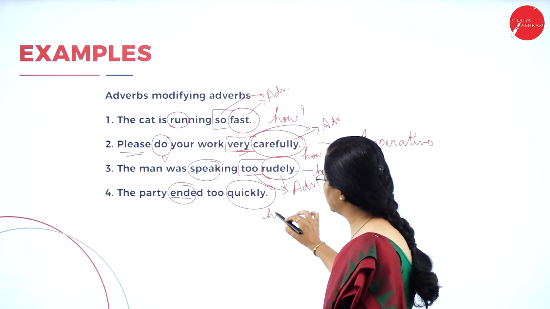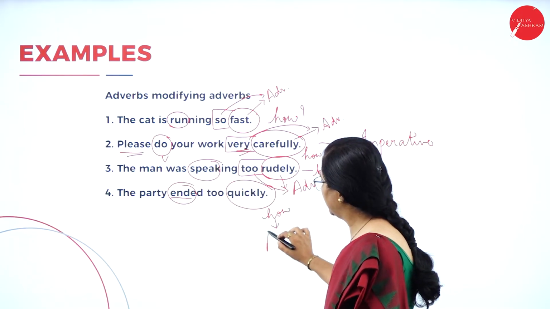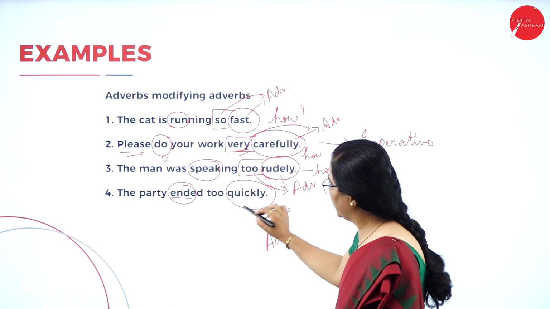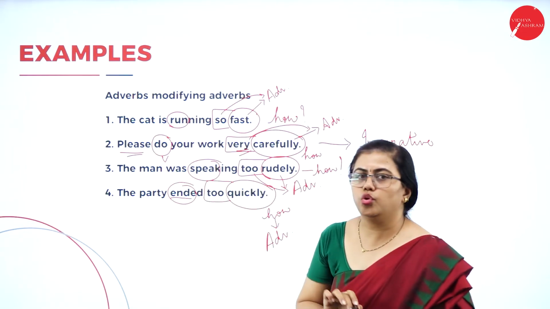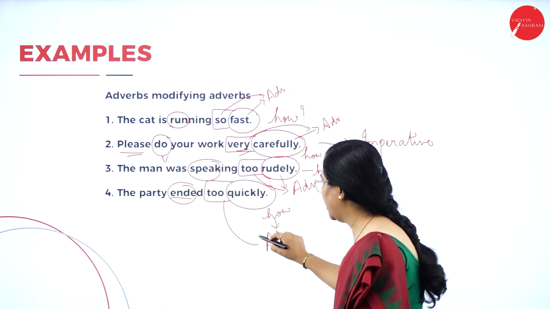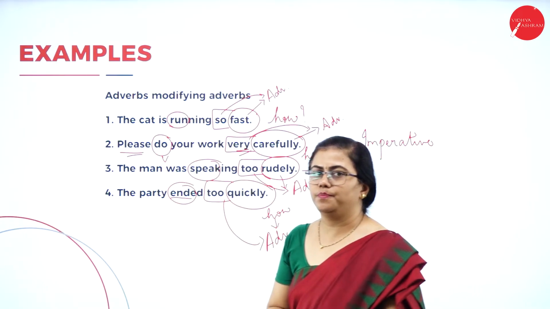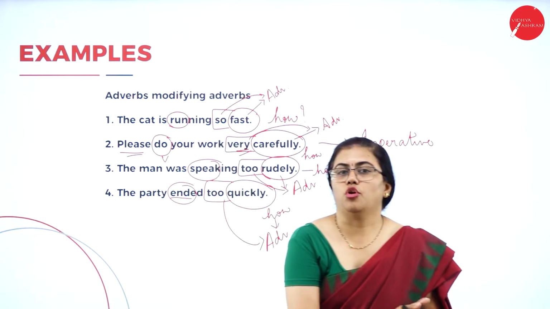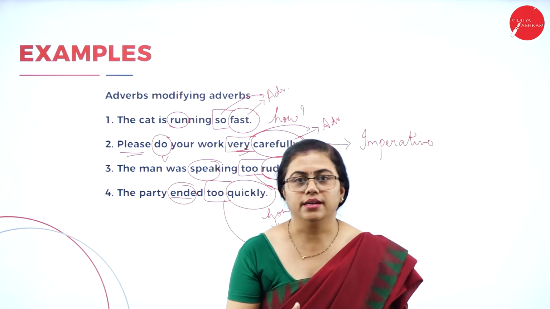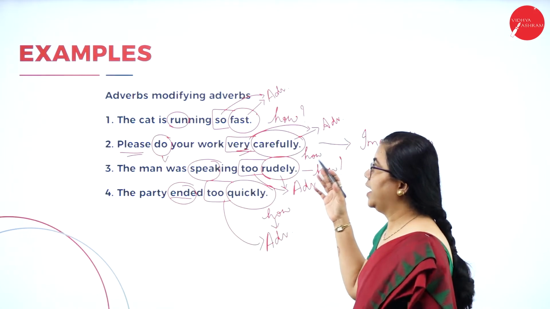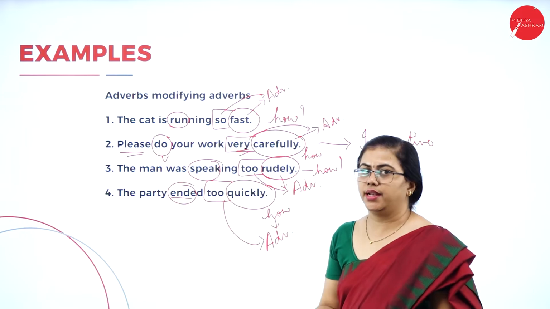So it is giving an answer for how. So that's why it is an adverb. Then how quickly did it end? It ended too quickly. So again, another adverb is modifying an adverb. These were a few examples of adverbs modifying other adverbs. So adverbs can also modify other adverbs.